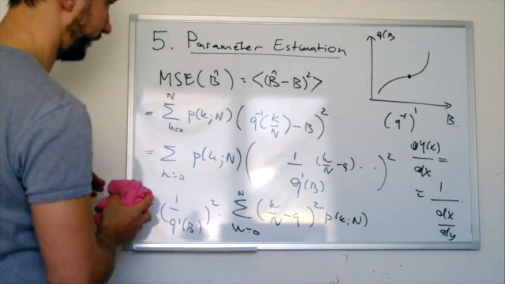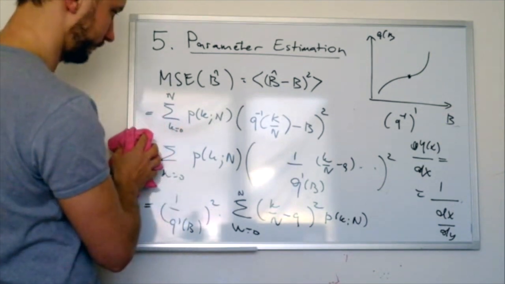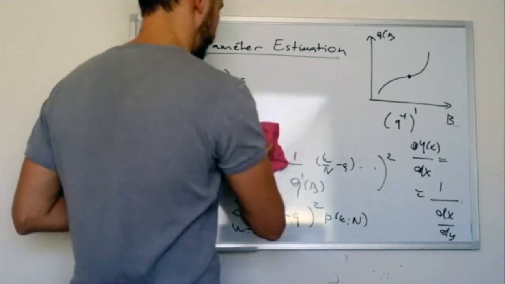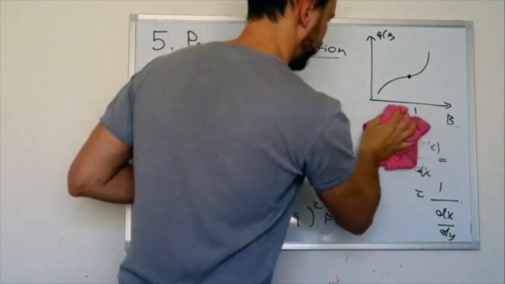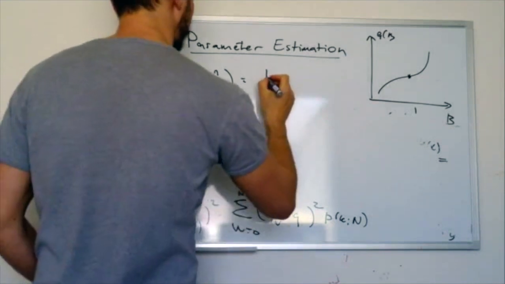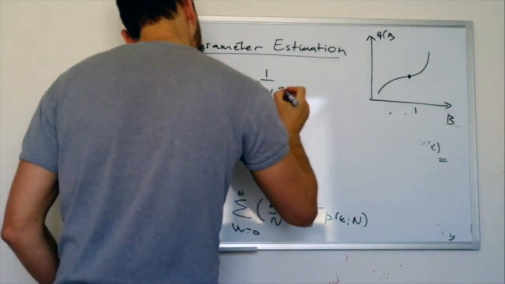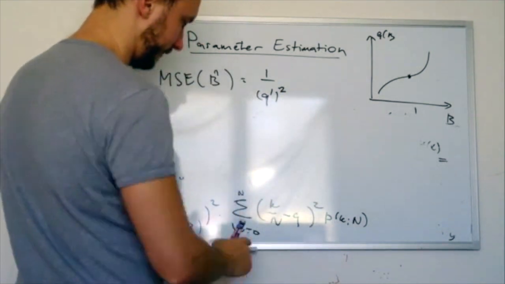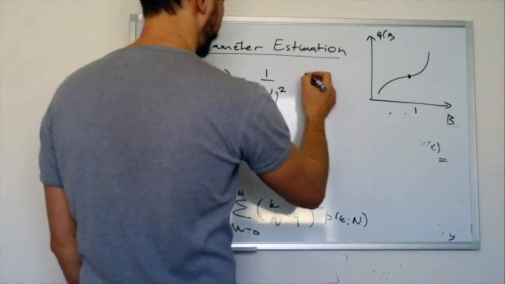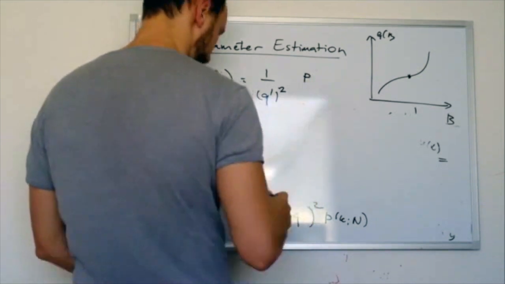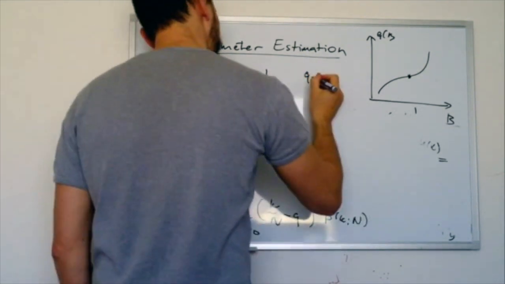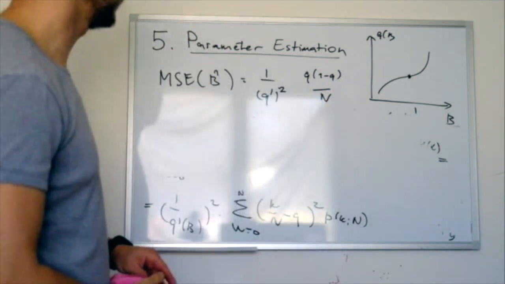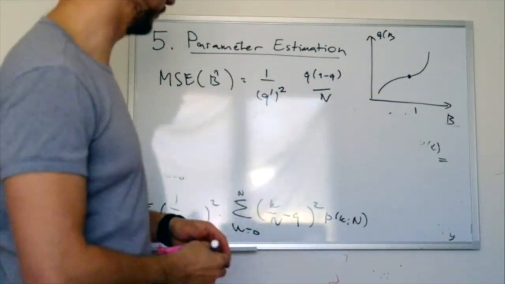So to summarize, we find that the mean squared error of the thing is 1 over Q prime squared. The variance was what, if I remember correctly, the variance of this estimator, this was not p, it was Q times 1 minus Q over n, right? This is what we just computed before. Indeed, so this is the variance of the thing, and this goes down as 1 over n.